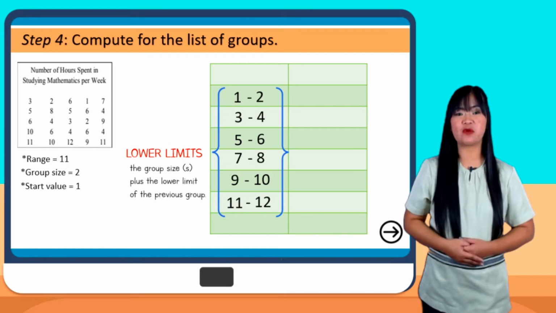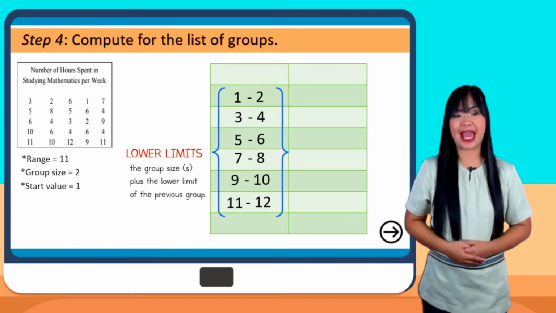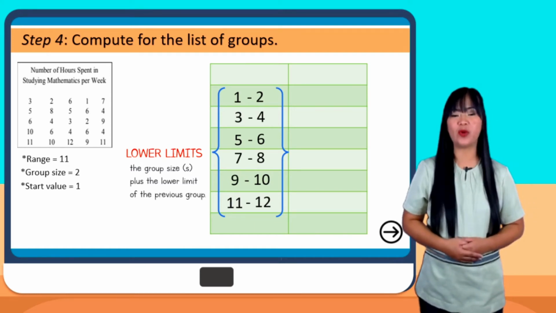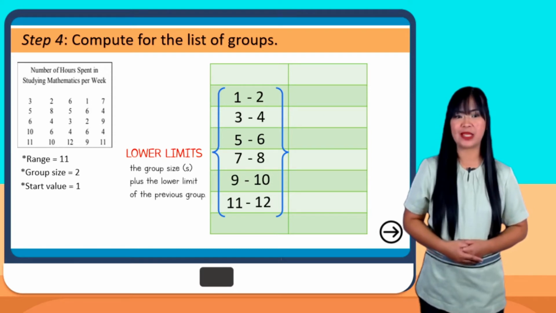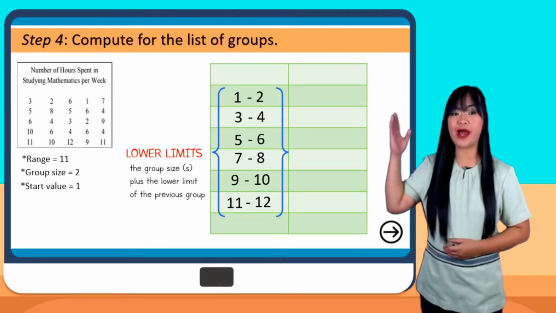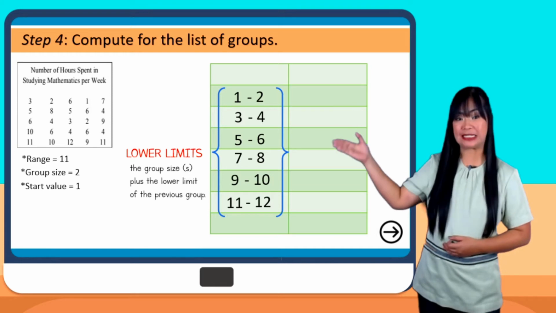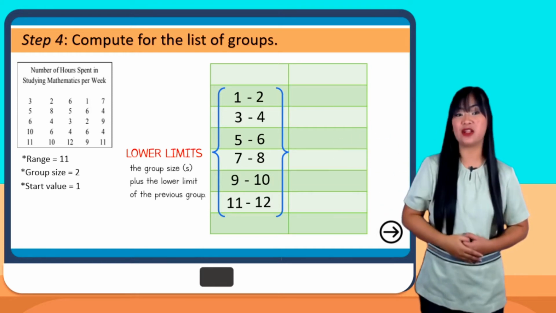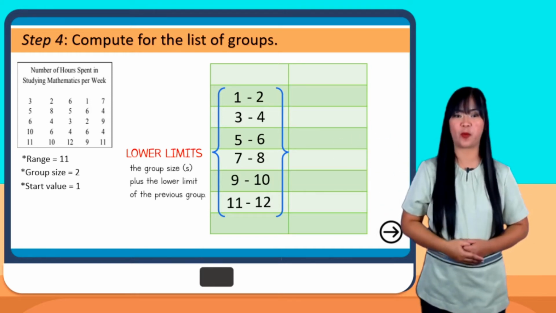The lower limits, which can be computed by adding the group size 2 and the lower limit of the previous group. So, we will have 1 plus 2 equals 3. So, we write 3 as the lower limit of the next group.